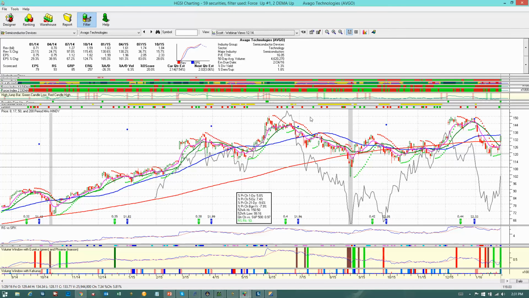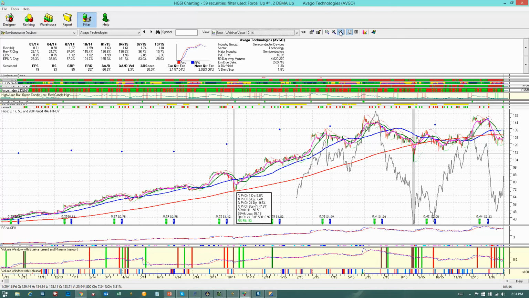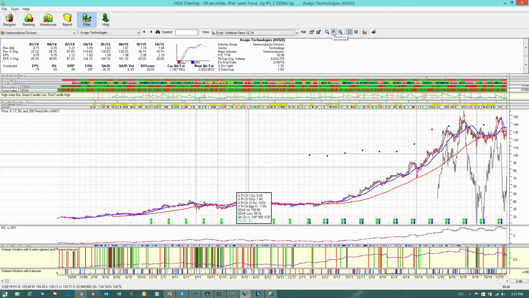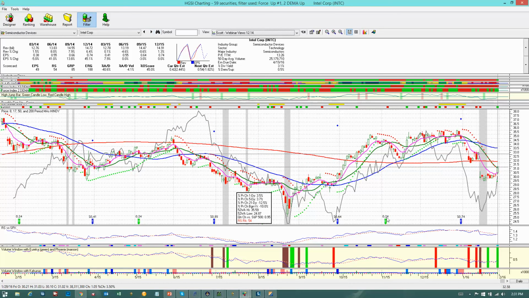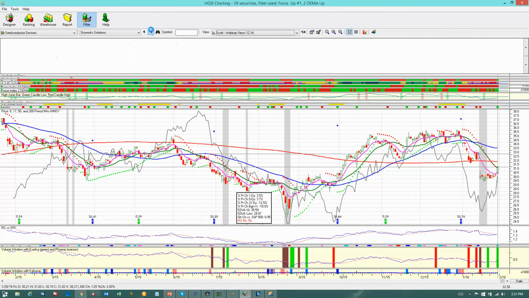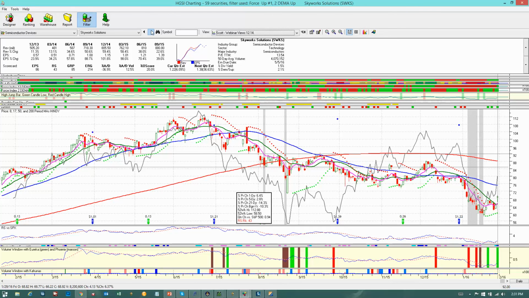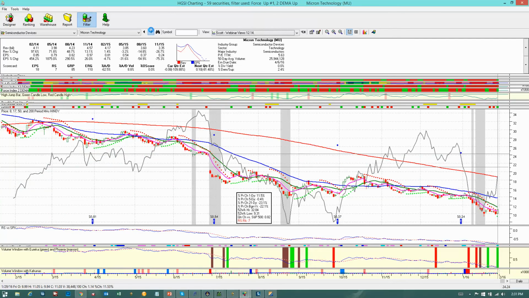What do I see here? Let me type this up a little bit. I see a stock that's been in an uptrend, below the 50, a kahuna and a pocket pivot on Friday, turning gray up here. Don't like the earnings per share growth, which is going down. I'm going to skip. Intel Corporation, pullback, skip. Skyworks, beaten up. Micron, beaten up.